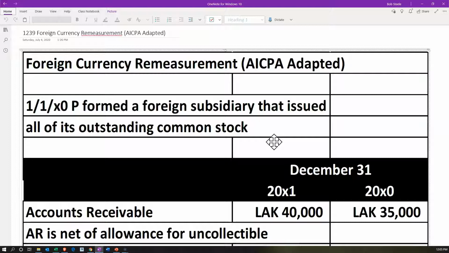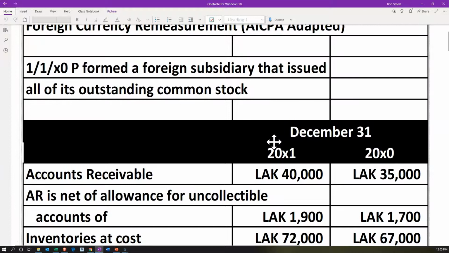So we have the foreign currency remeasurement AICPA adopted on 11X0. P formed a foreign subsidiary that issued all of its outstanding common stock to P. So P is going to be the parent company. S is going to be the subsidiary. S was formed by P on 11X0. So it's a fully owned subsidiary at that point in time.